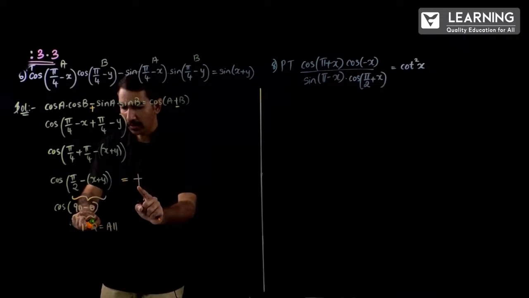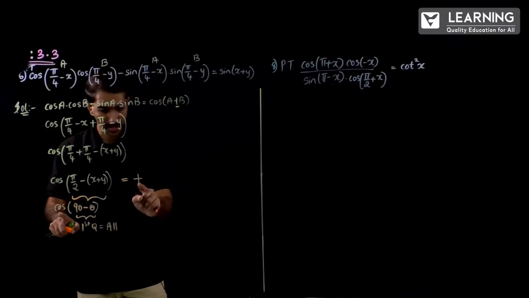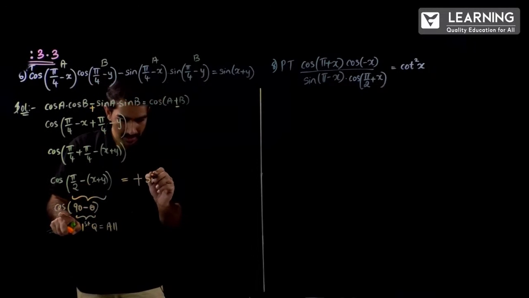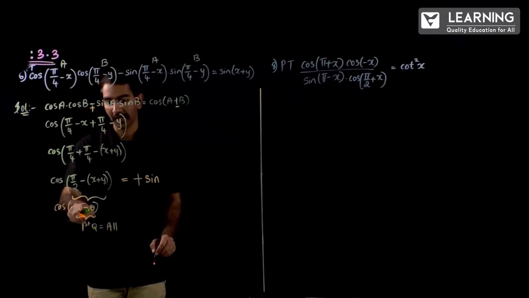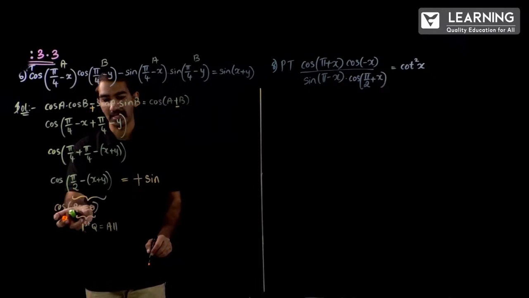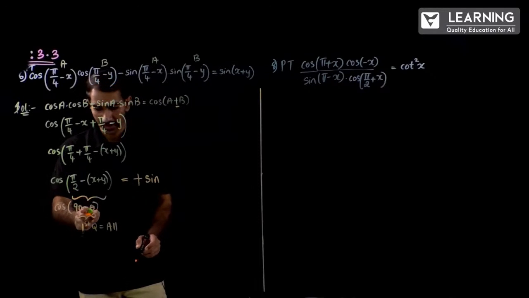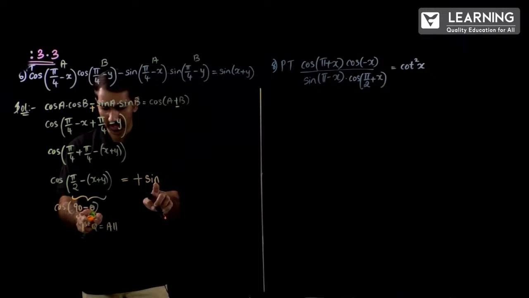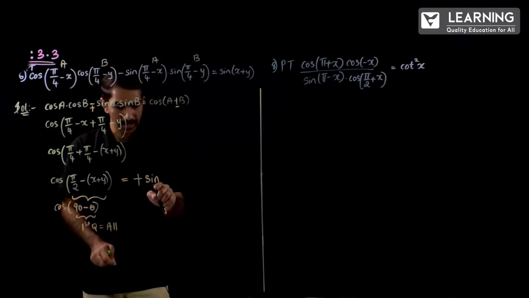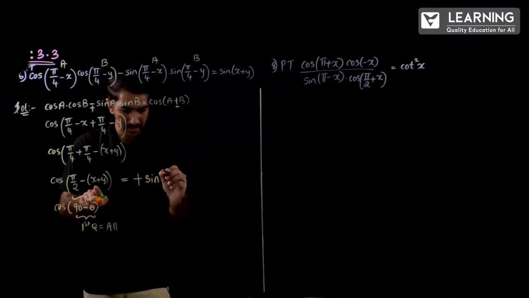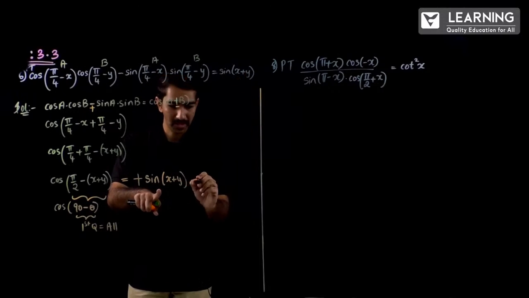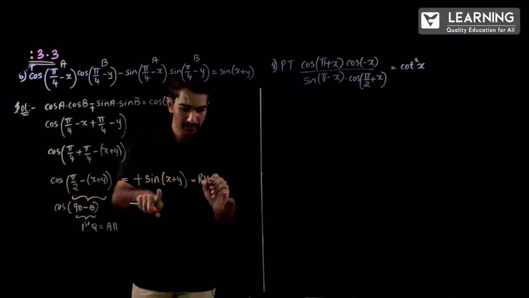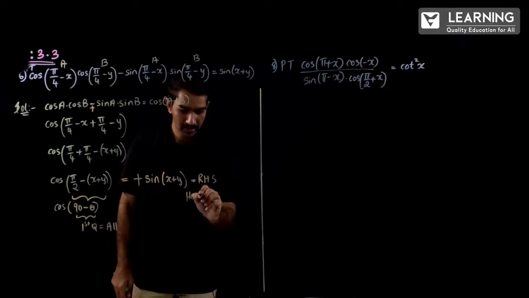Now since 90 is coming, what will happen? This ratio will get changed, so that will become sine. For what values will the ratios change, students? 90 and 270. I have explained this in the synopsis, ASTC rule. You can just refer to that. So this is becoming sine now due to this 90. Now theta must be written as it is. What is theta? x plus y. Now check, is this our right hand side? Sin of x plus y, which is equal to RHS. Here you can write hence proved.